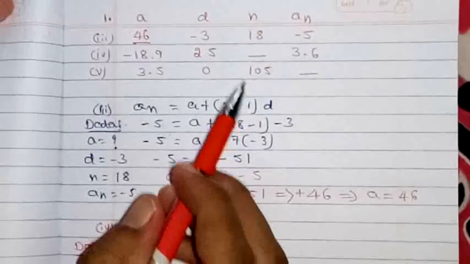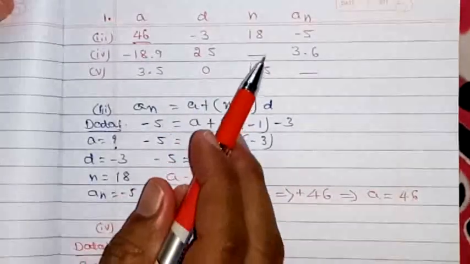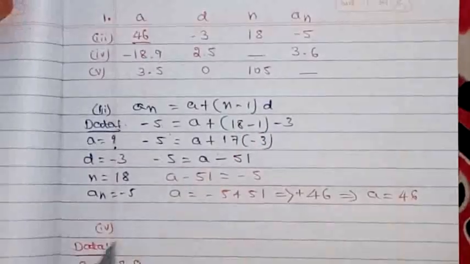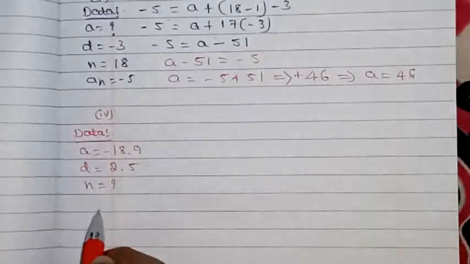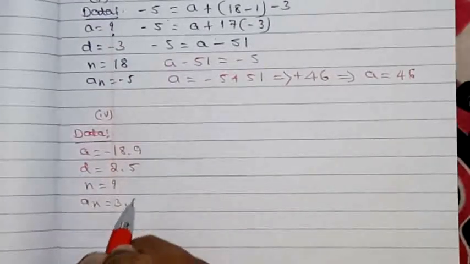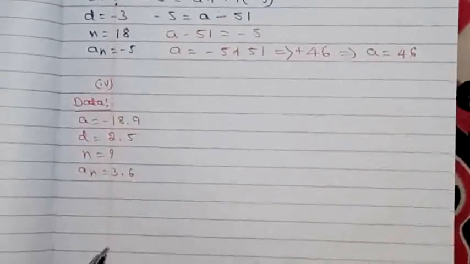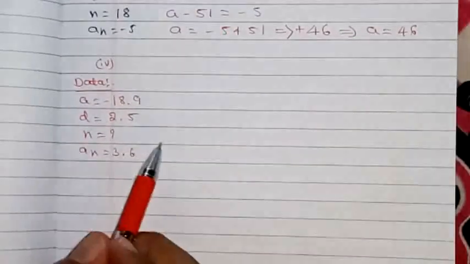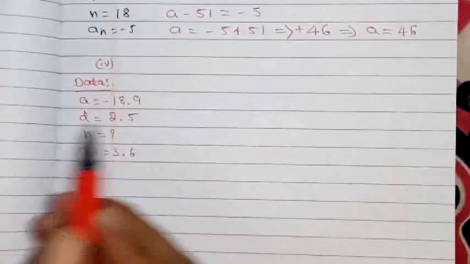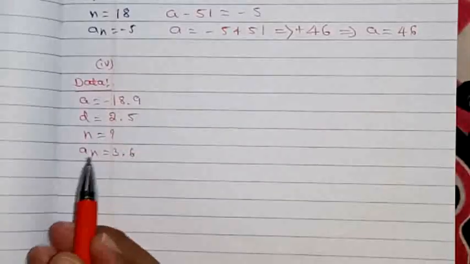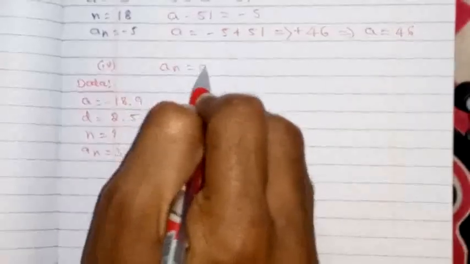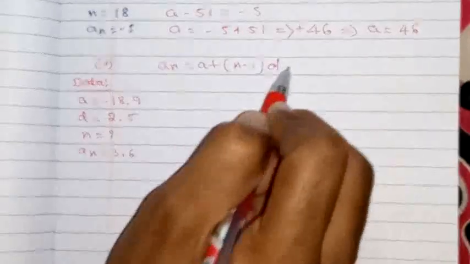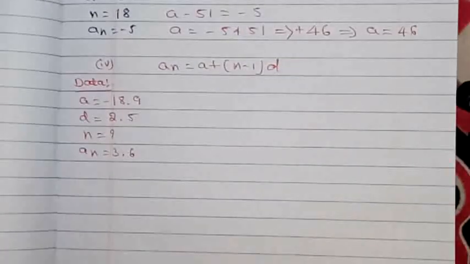Write down as usual how they have given, and if they are asking n, then n is equal to question mark in the data, right? Next, the an they have given is nothing but 3.6. So an is equal to 3.6, right children? Now you have the data, just apply the an formula, apply the values to the formula, simplify it and find the value of n. Now what is the formula? An is equal to a plus n minus 1 into d. Now simplify this.